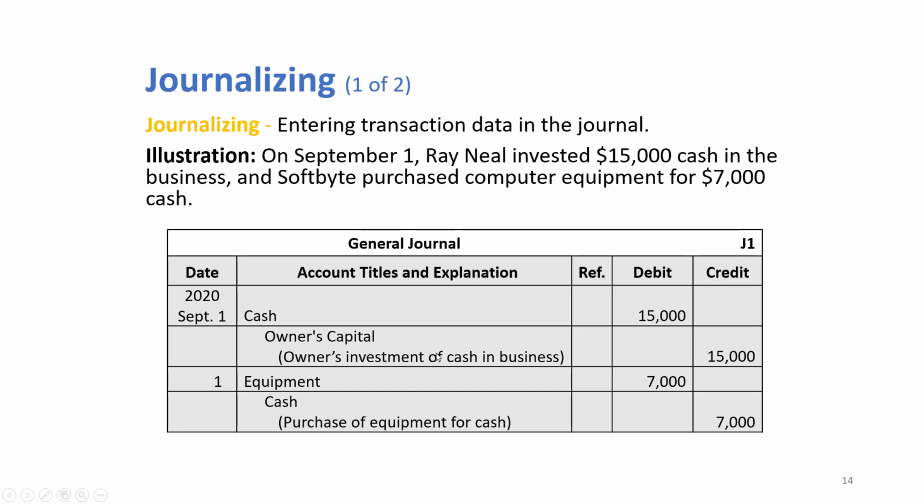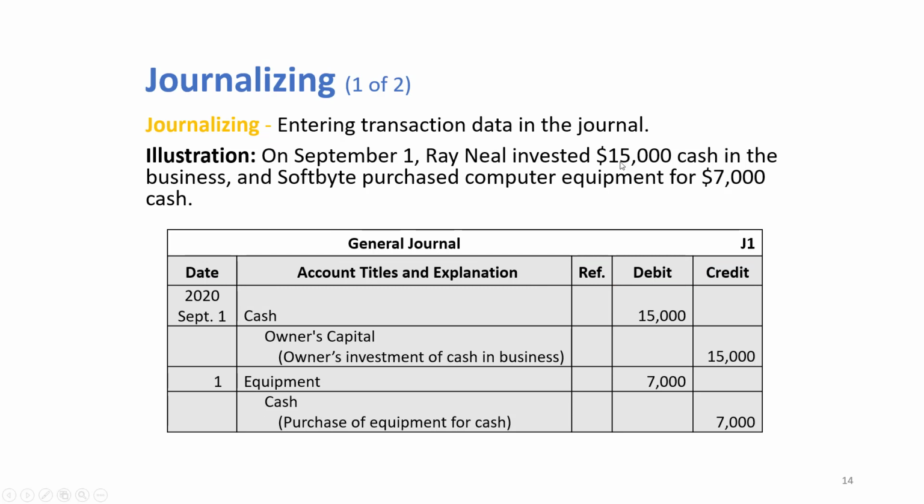At the very beginning, we should know how to draw the journal format. This is the universal journal format. The first is the date column, then the account titles and explanation column, then the reference column, then the debit column, then the credit column. At the top of the journal, we should write General Journal as a title. And before this title, we should mention the business name, that is SoftBite.